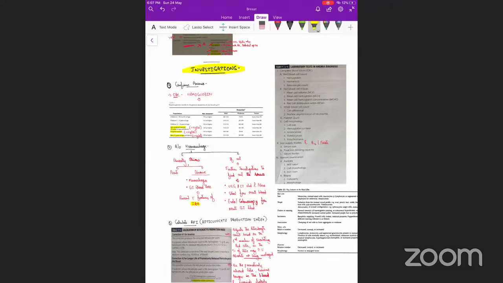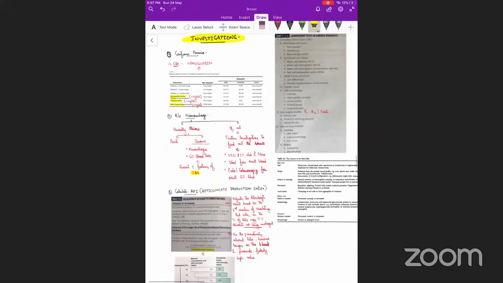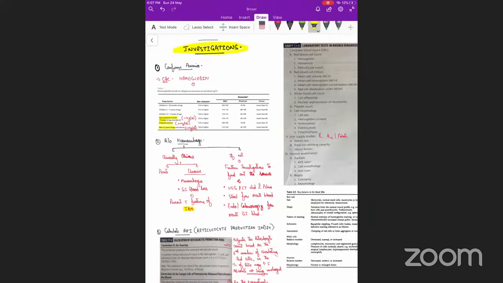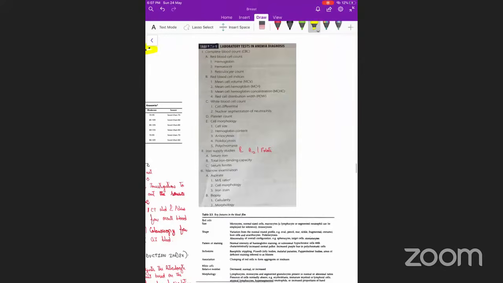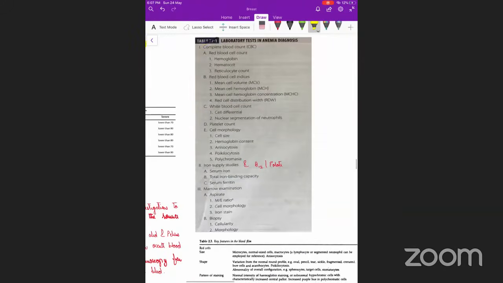So investigations. First one is complete blood count. In complete blood count, these are the usual laboratory tests that are done in anemia. CBC will have RBC, red blood cell count, along with Hb, hematocrit, and reticulocyte count. Then comes red blood cell indices, which we saw: MCV, MCH, MCHC, and red cell distribution width. Then comes WBC along with TLC and DLC. This will have total leukocyte count and differential.